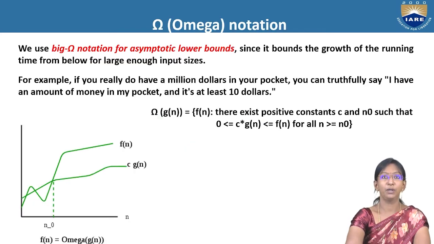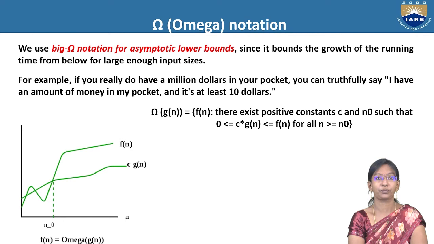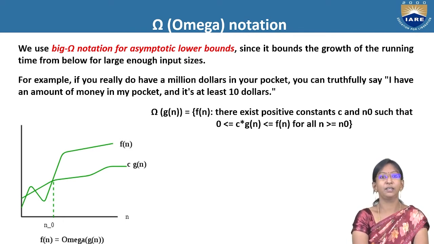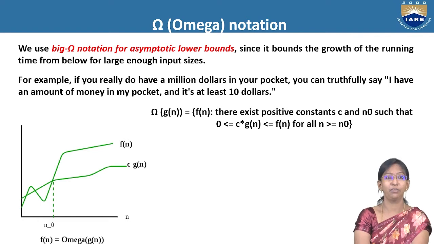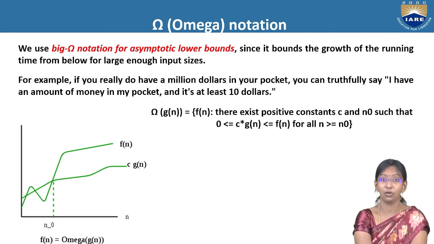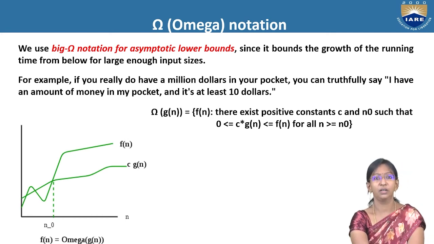Let's go with the last one, which is omega notation. Omega notation is contrary to big O. Big O deals with the upper boundary, whereas omega deals with the lower. I'll give you a simple example. You have $1 million in your pocket, but you claim that you have at least $10 in your pocket. That means you're talking about the lower boundary. Such a notation is omega notation.